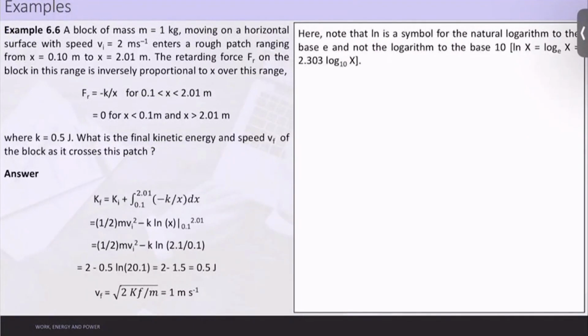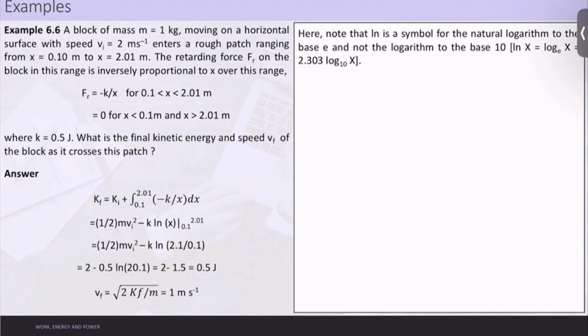Please look at this example. This may involve some integration and differentiation concepts. I will try to explain those basic rules. Otherwise, it's just simple mathematics. Let us understand.